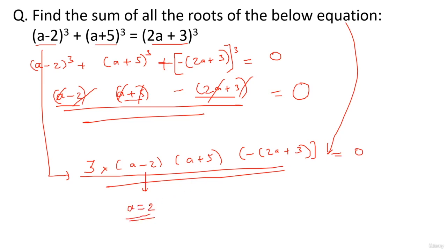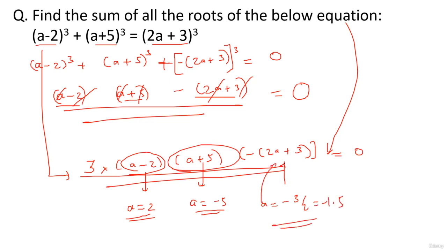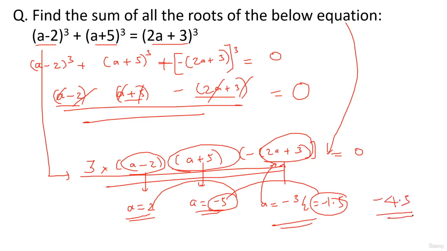At either a equals 2. If you put a equals 2, this part becomes 0 and the entire thing becomes 0. If you put a equals minus 5, this part becomes 0, or the expression becomes 0. And also a equals minus 3 by 2, or minus 1.5 for that matter. Put that here, this part becomes 0, and the entire expression becomes 0. So there are three roots to the given equation: 2, minus 5, and minus 1.5. They are asking for the sum. So add 2, minus 5, minus 1.5: minus 1.5 and minus 5 give minus 6.5, plus 2 gives minus 4.5, which is the required answer.